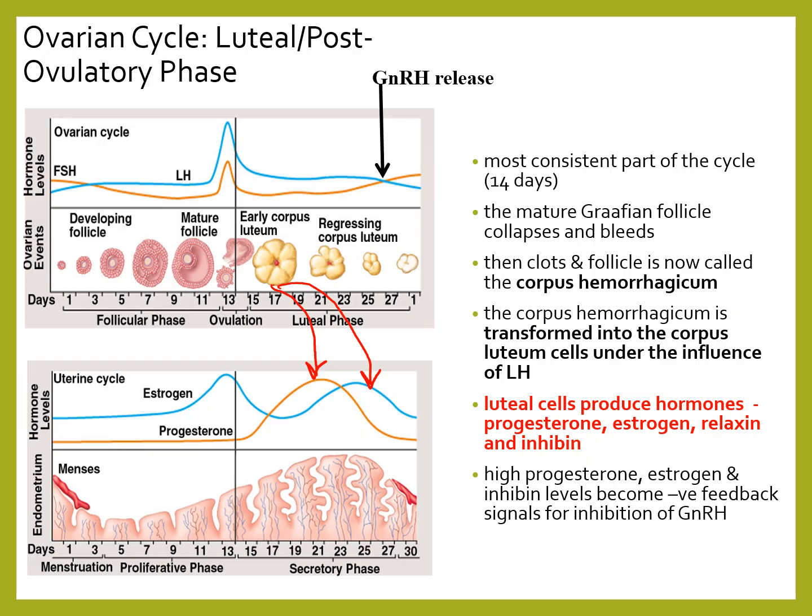High progesterone, estrogen, and inhibin are going to become the negative feedback signals for the inhibition of GnRH. So you can see I put in this ovarian cycle where the potential pulse of GnRH will occur to set up the next cycle. This is inhibited by increased levels of progesterone, increased levels of estrogen, and increased levels of inhibin. So that's your standard negative feedback.